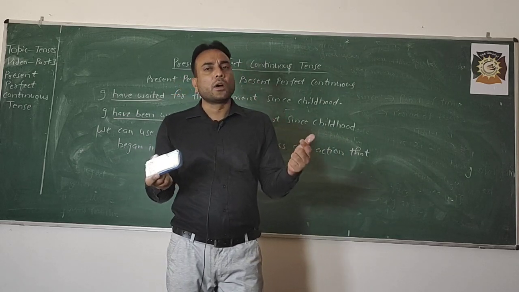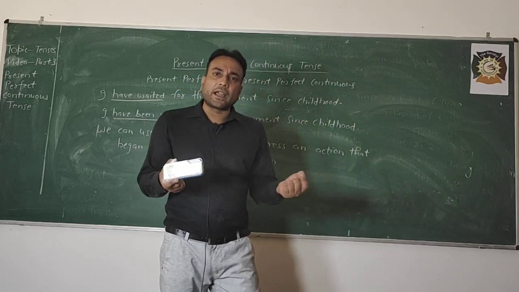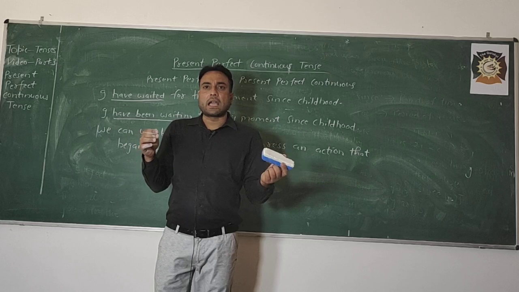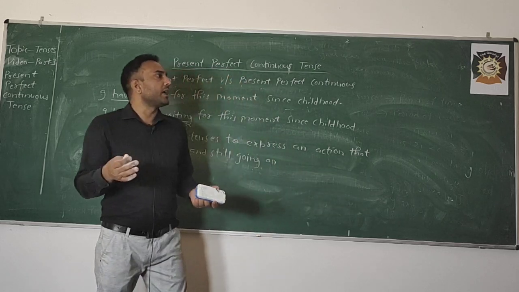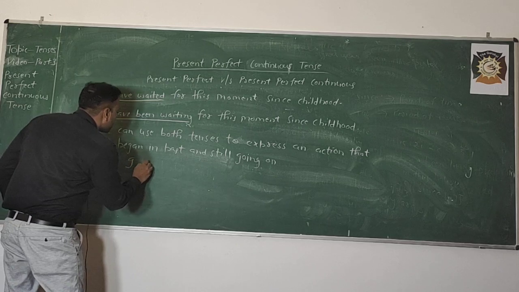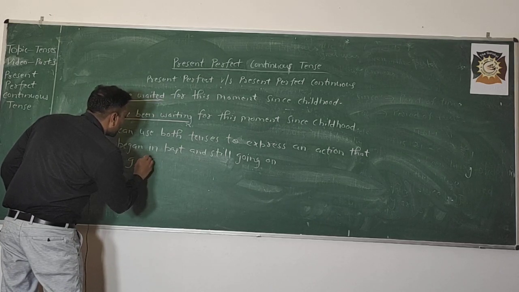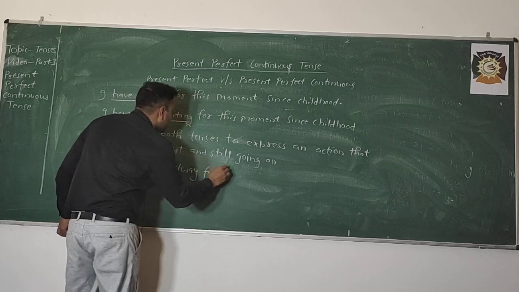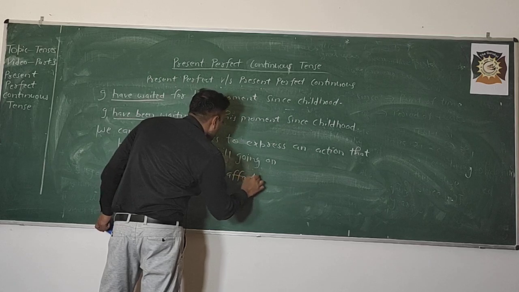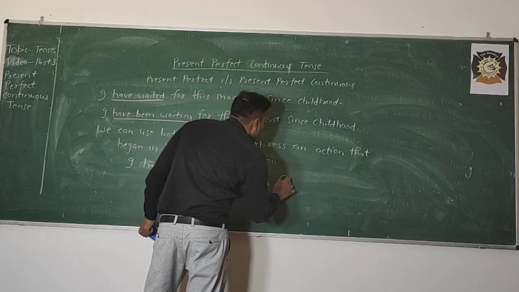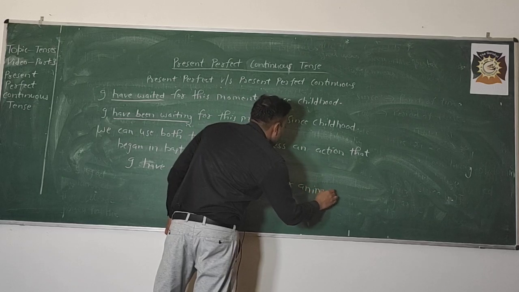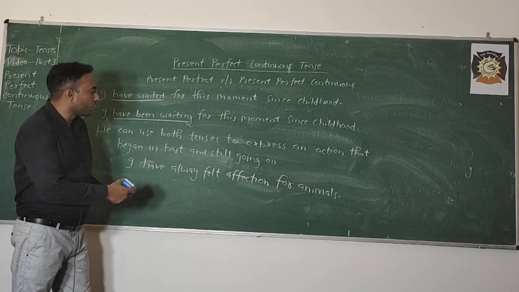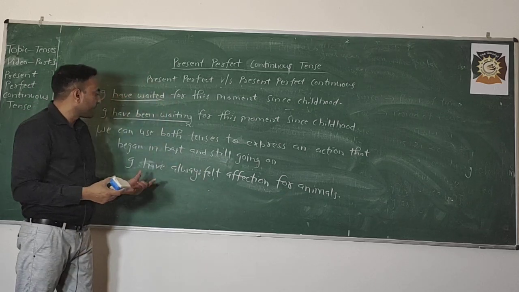There are certain verbs which cannot be used in present perfect continuous tense. Like if I write a sentence, I have always felt affection for animals. Affection means love. Now look at the board. I have always felt affection for animals.